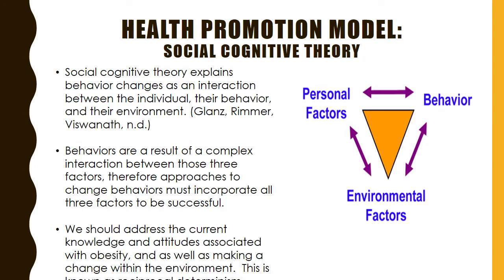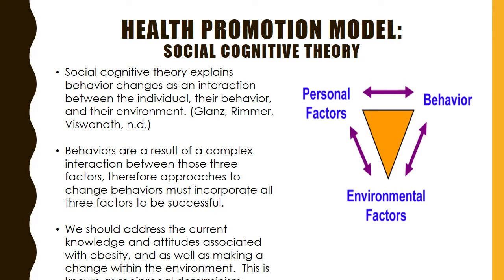Health promotion model. Social cognitive theory. Social cognitive theory explains behavior changes as an interaction between the individual, their behavior, and their environment. Behavior is a result of a complex interaction between those 3 factors. Therefore, approaches to change behaviors must incorporate all 3 factors to be successful.